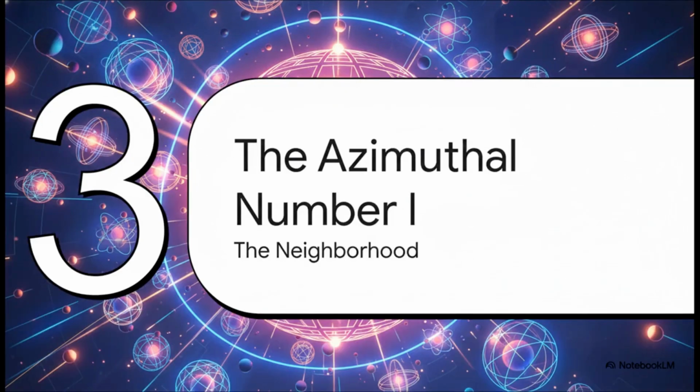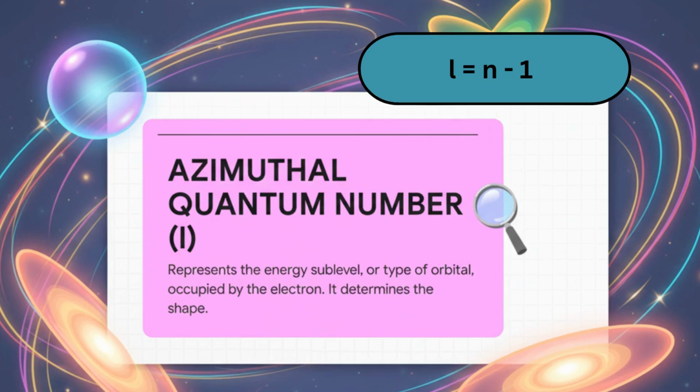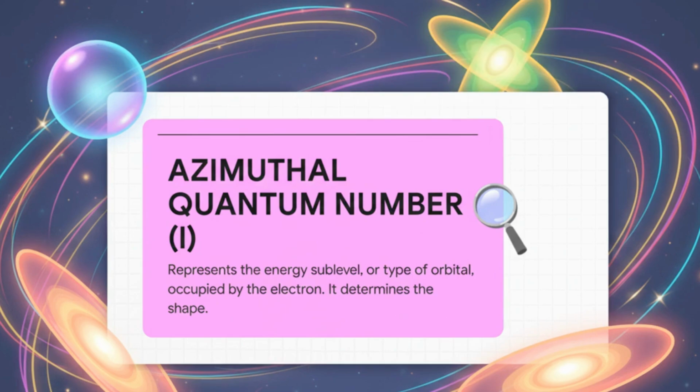Okay, so we've used n to find this city. Now we need to get more specific. We've got to find the right neighborhood. And that is the job of the azimuthal quantum number L. You see, while n gives you the overall energy level, L tells you the shape of the orbital inside that level. So you can think of these different shapes as different kinds of neighborhoods inside our city, each with its own unique layout and vibe.